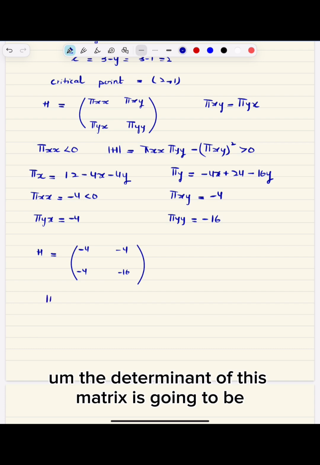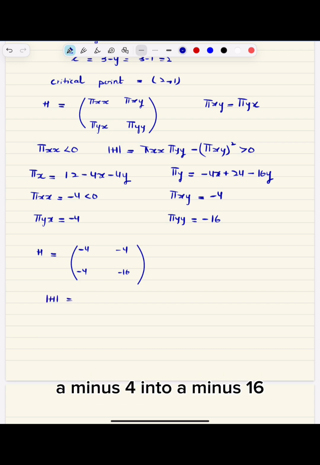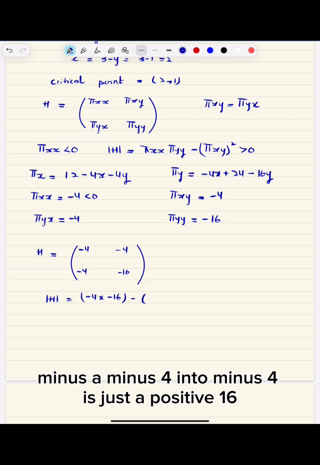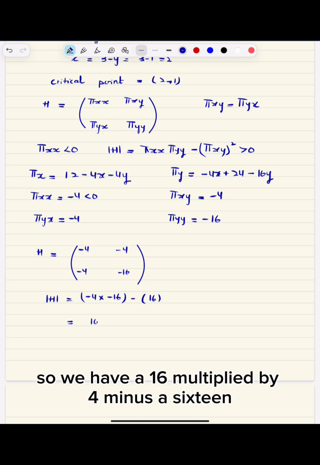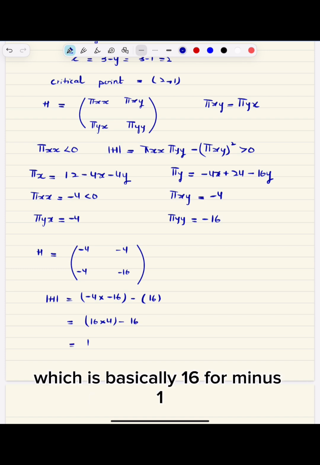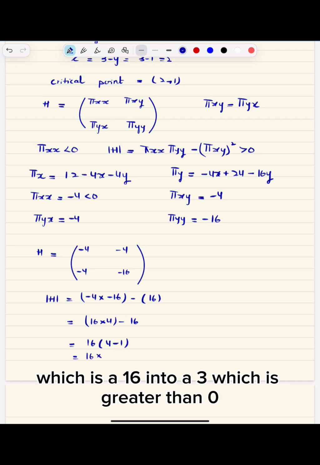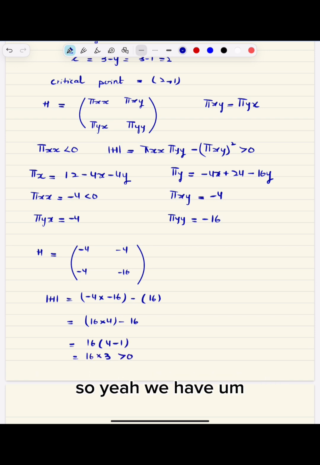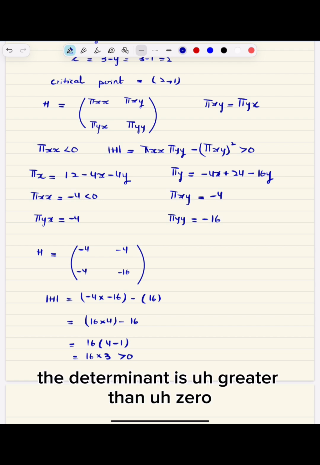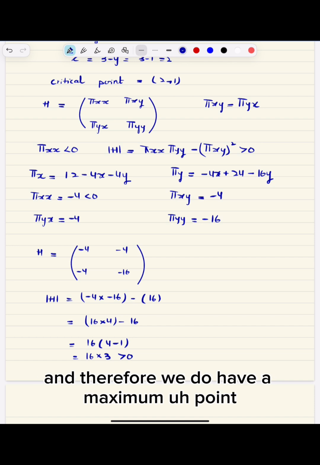The determinant of this matrix is going to be -4 into -16 minus (-4 into -4), which is just a positive 16. So we have 16 multiplied by 4 minus 16, which is basically 16 times (4 minus 1), which is 16 into 3, which is greater than 0. So yeah, the determinant is greater than 0, and therefore we do have a maximum point.